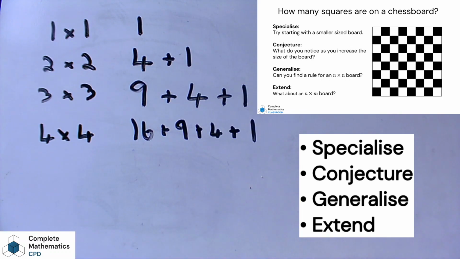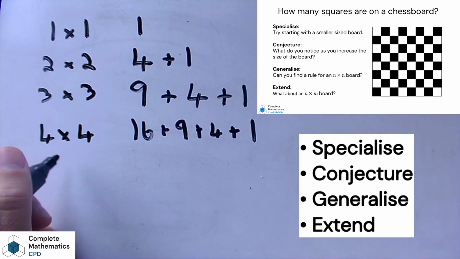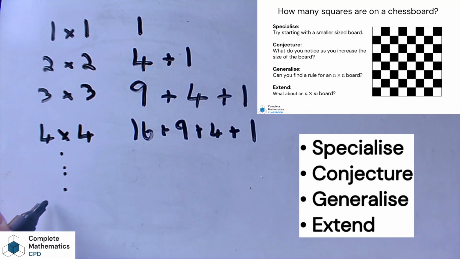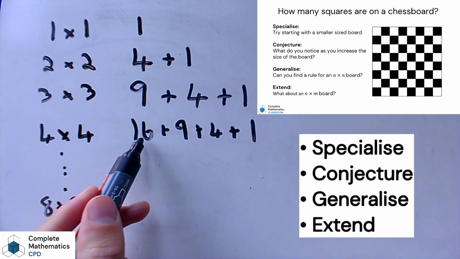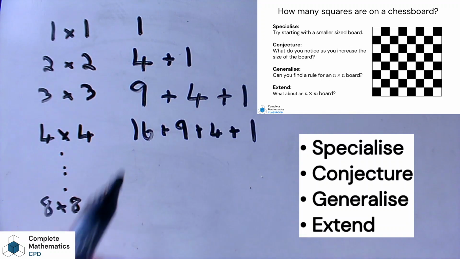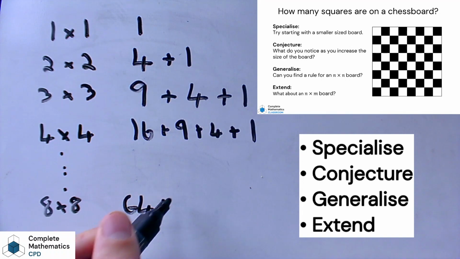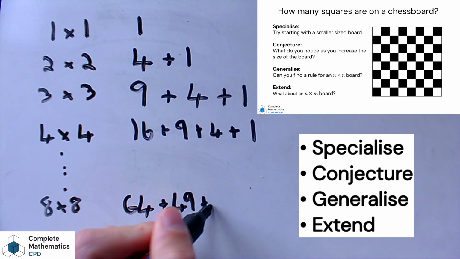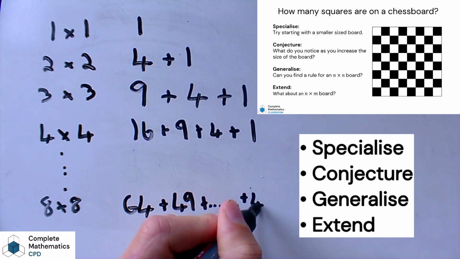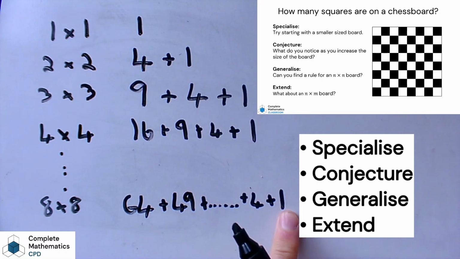So now we've got this conjecture, we can then start to think about generalising. So what do we think the 8x8 board will look like? Well, the 4x4 had 16, the 3x3 had 9 to begin with, so the 8x8 board will probably start with 64 squares and then go down to 49 squares and so on, all the way down to plus 4 plus 1, where you've got that one 8x8 board at the end. And this is the total number of squares on a chessboard.